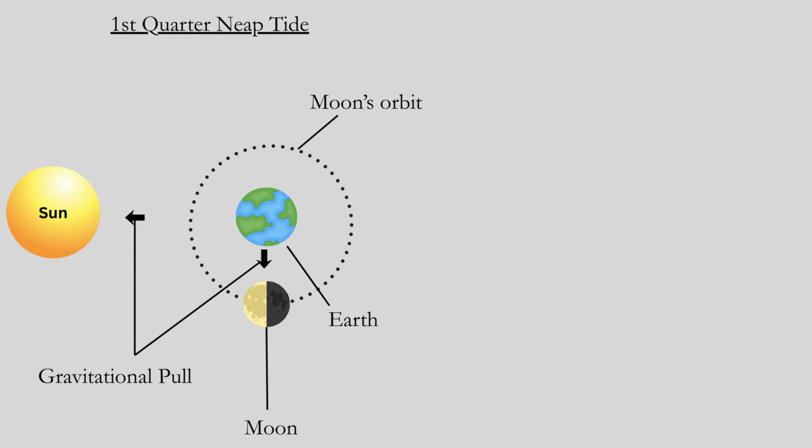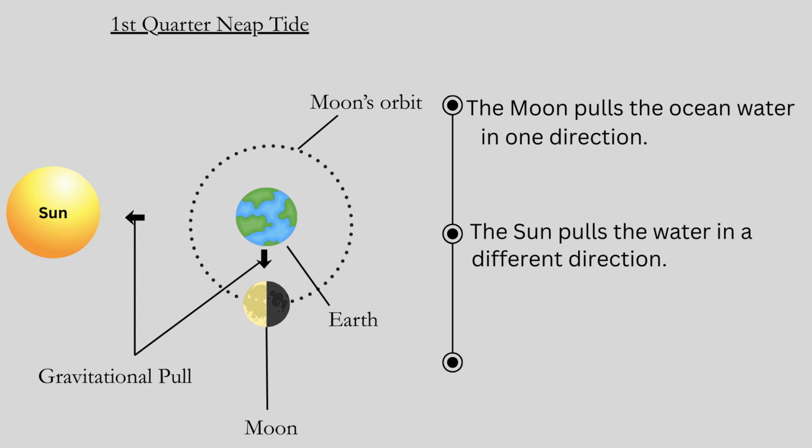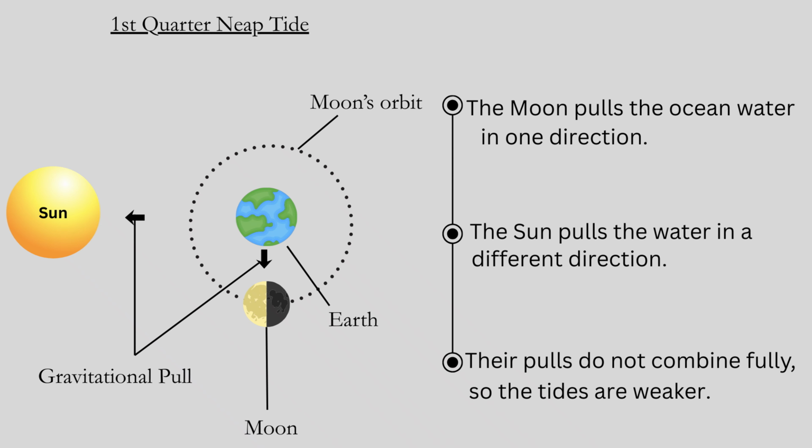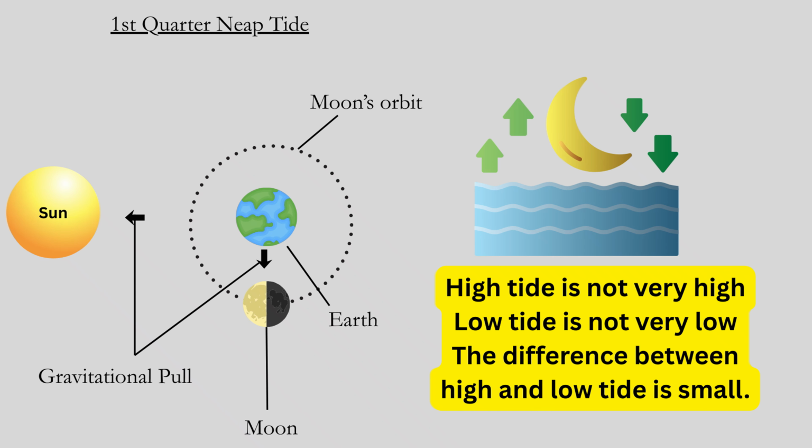Now let's understand neap tide. First quarter neap tide happens when the moon and the sun are at a right angle, it means 90 degrees, to the earth. The moon pulls the ocean water in one direction and the sun pulls the water in a different direction. Their pulls do not combine fully, so the tides are weaker. Imagine two people pulling a rope from different sides at an angle. The pull becomes weaker. High tide is not very high and low tide is not very low. The difference between high and low tide is small.